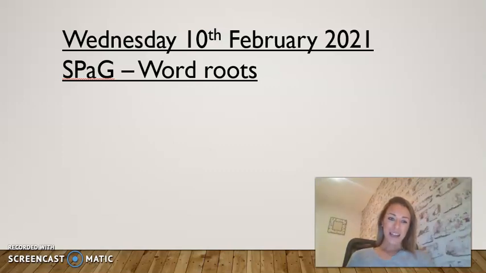Hi, welcome back. Today is Wednesday, the 10th of February, and in our SPaG lesson today, we are going to be looking one more time at a different word root.